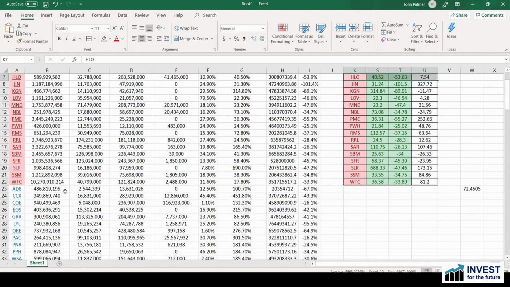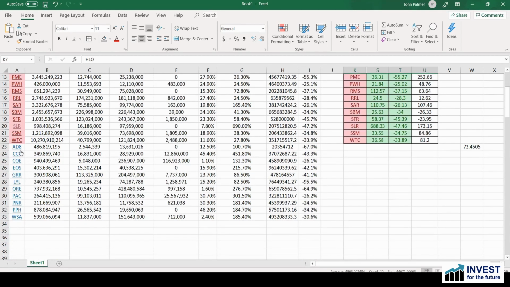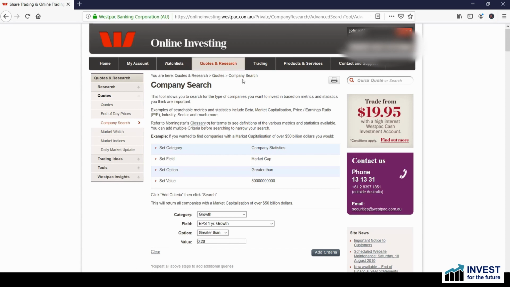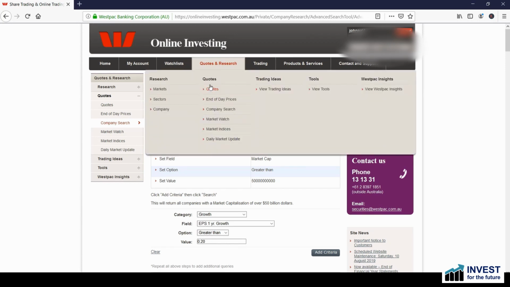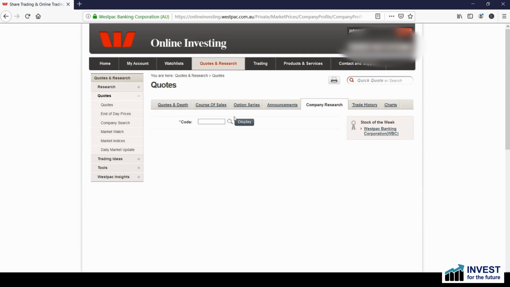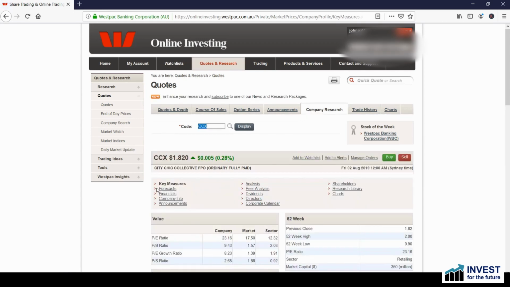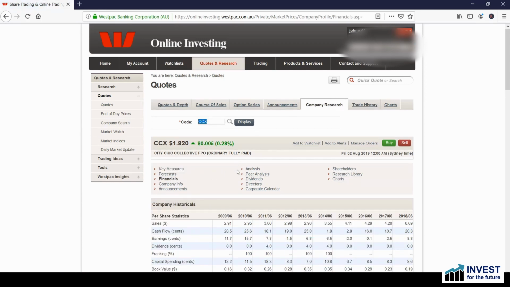Now, as I said, you've also got these extra ones along here, and the question is, why has this produced some extra companies that this one over here did not? So if we have a look at one or two of them, say, let's go and have a look at, say, CCX. So if we come over here to WestPac, this time we're going to go to quotes and company research, CCX, see if we can find out why that's in the WestPac scan but not in the Stock Doctor scan. Financials, see if we can find out what's going on here. Well, there's the reason why.